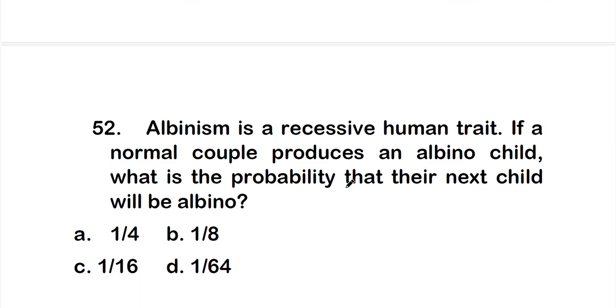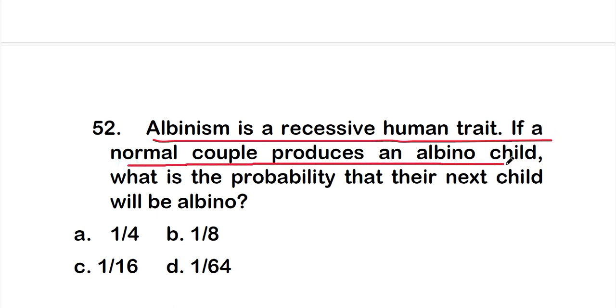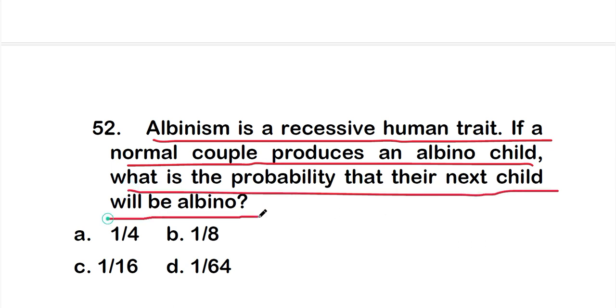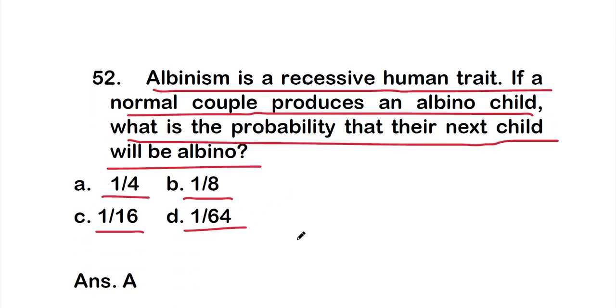So next one is albinism is a recessive human trait. So if a normal couple produces an albino child, what is the probability that their next child will be albino? So the options are option A 1 by 4, option B 1 by 8, option C 1 by 16, option D 1 by 64. So the right one is option A, that is 1 by 4. So if a normal couple produces an albino child, what is the probability that their next child will be albino? That is 1 by 4.